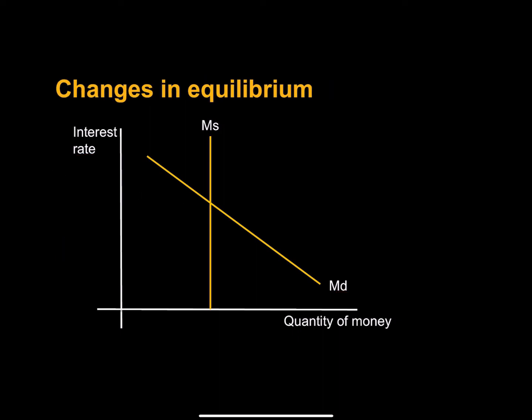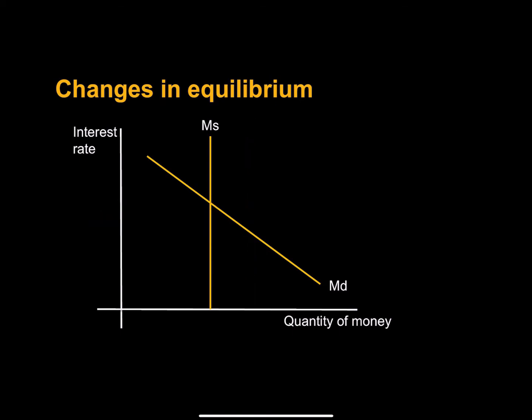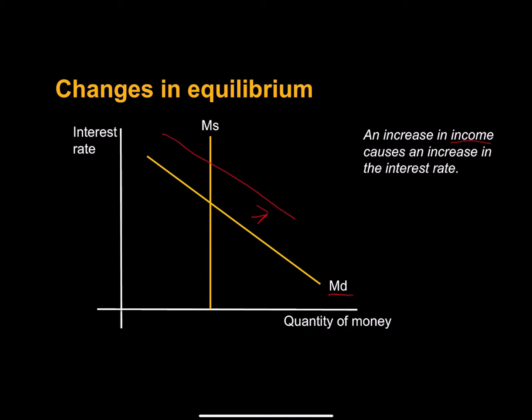Let's pick something to change. Let's start here at I0. Let's have an increase in the money supply. So an increase in the money supply causes a decrease in the interest rate. Let's try another one. Let's say an increase in income. An increase in income is a determinant of money demand. If we have more income, all else held constant, we're going to keep more dollars in our wallets and in our bank accounts, and our interest rate is going to increase.